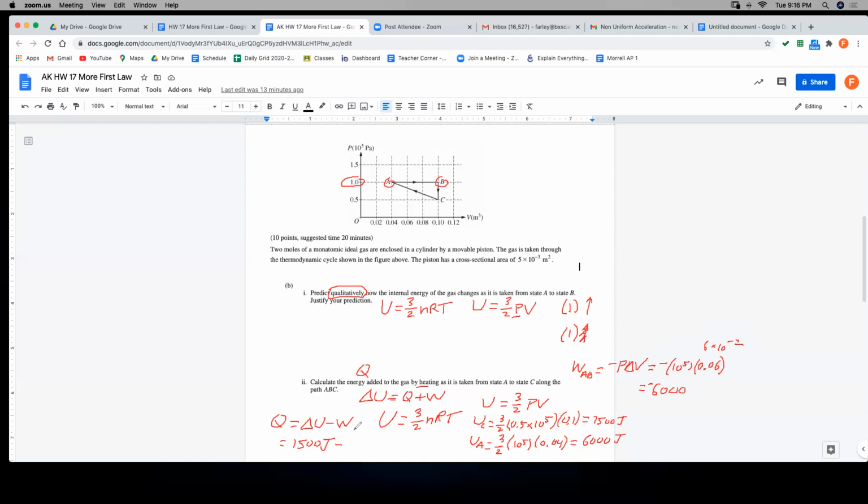So it's going to be negative of a negative 6,000, because it's minus, so minus negative 6,000. So it's heat added. This is a good sign because 1,500 minus negative 6,000 is going to give me positive 7,500. And that's going to be the Q, the heat added here.